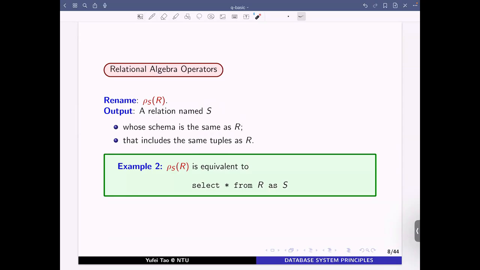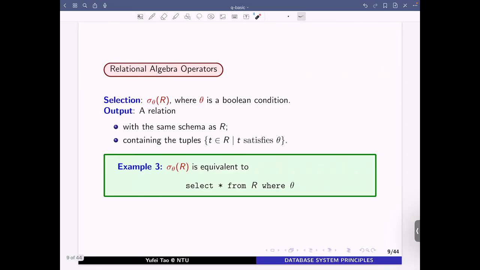For those of you that feel better with SQL statements, this is another way to think about it. Whenever you say something like this, the effect is basically equivalent to such a SQL statement. You have this relation R as the input. You want everything inside. However, you want to display the result under a new name. So this is the relation name, and this relation name is S. Okay, so this is the rename operation. Now, this is the selection operation.